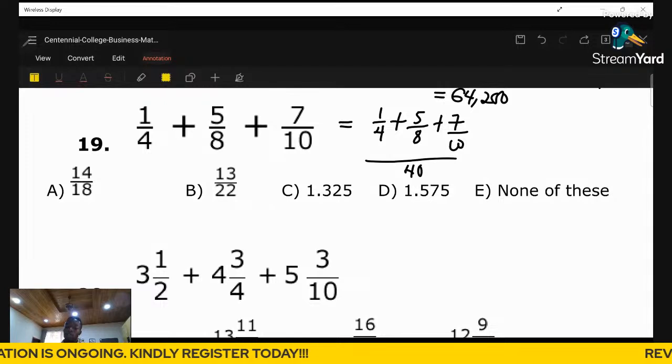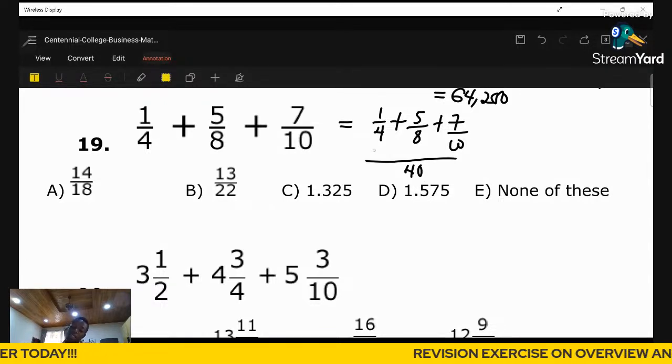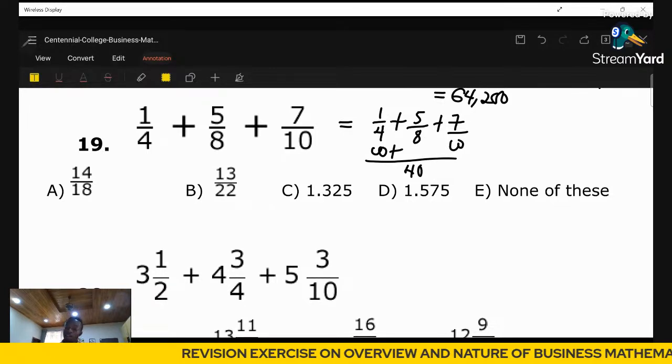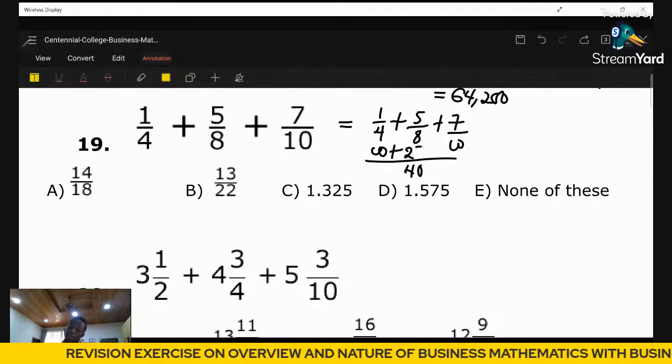So now 4 goes into 40 how many times? 10, right? So 10 multiplied by 1, we are getting 10. 8 goes into 40 how many times? 5. 5 multiplied by 5, we are getting 25.